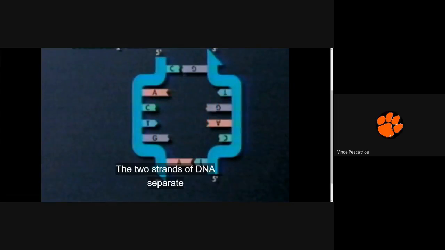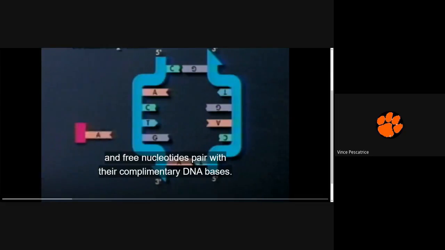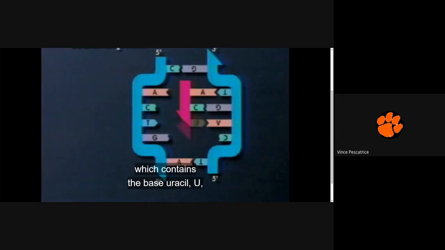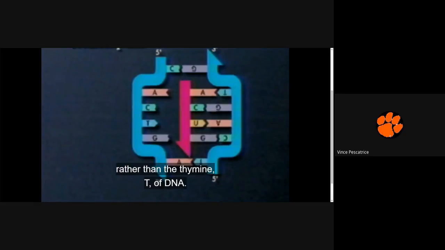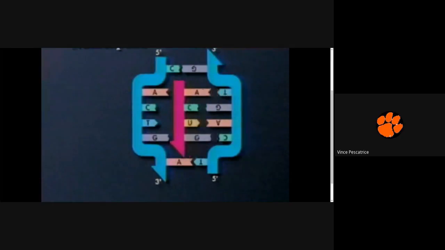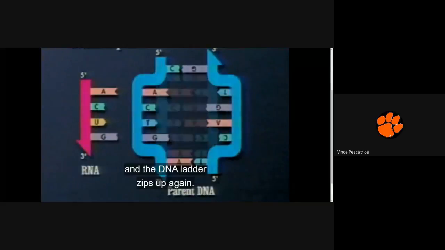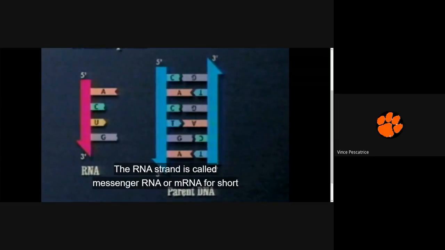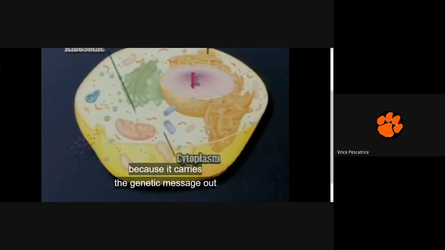The two strands of DNA separate, and free nucleotides pair with their complementary DNA bases. The new molecule formed is called RNA, which contains the base uracil, U, rather than the thymine, T, of DNA. The RNA is set free, and the DNA ladder zips up again. The RNA strand is called messenger RNA, or mRNA for short, because it carries the genetic message out from the nucleus to a cell structure called a ribosome, where the protein is built.